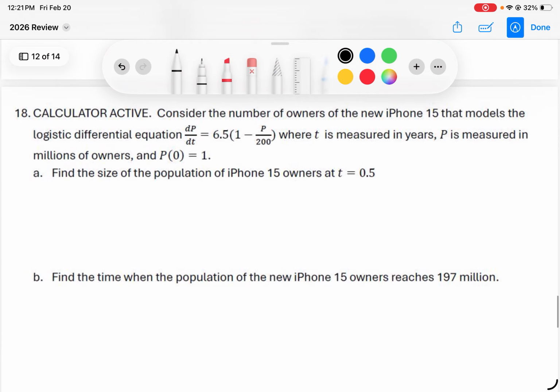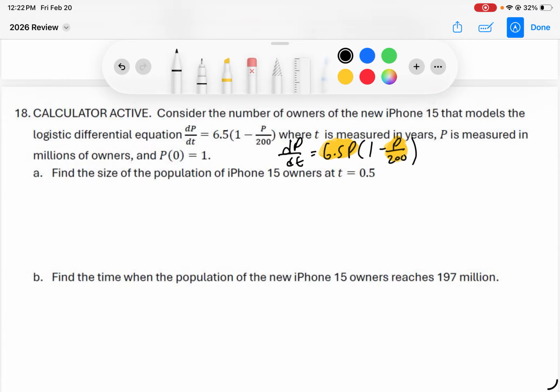All right, calculator active on number 18. This time they give you a differential equation, and I didn't type in the P that I should have here. dP over dt should be 6.5P times 1 minus P over 200. So this time they give you the slope at different values for P. This is the format. When I've got a P out here and a P inside that, they're counteracting each other. That gives us that differential equation for a logistic growth model. That's kind of what you want to see.